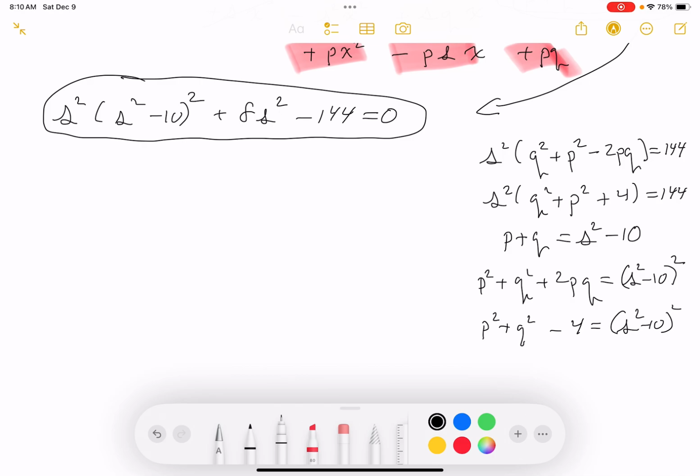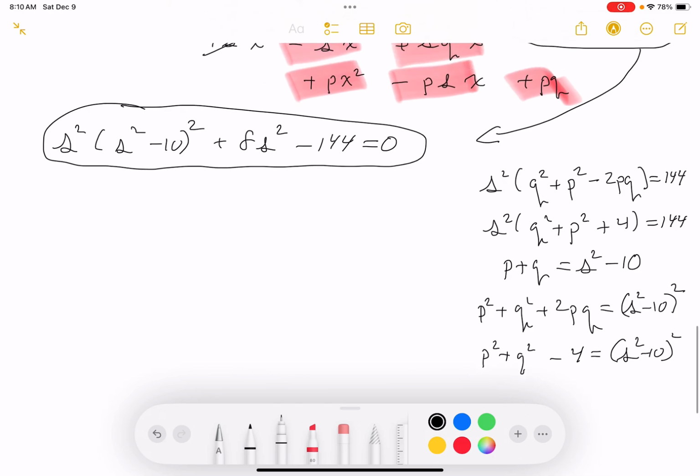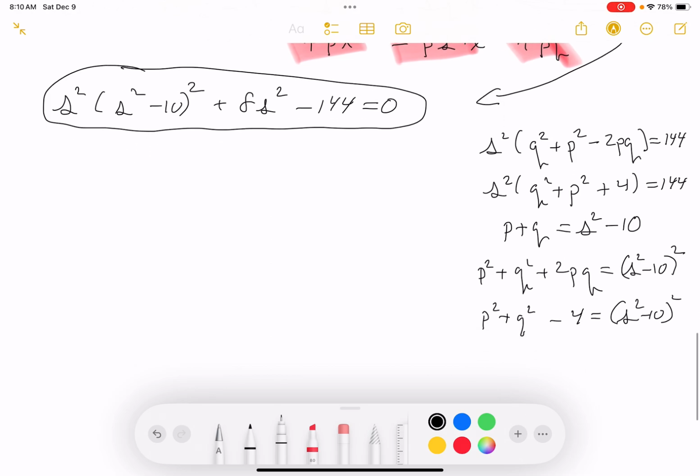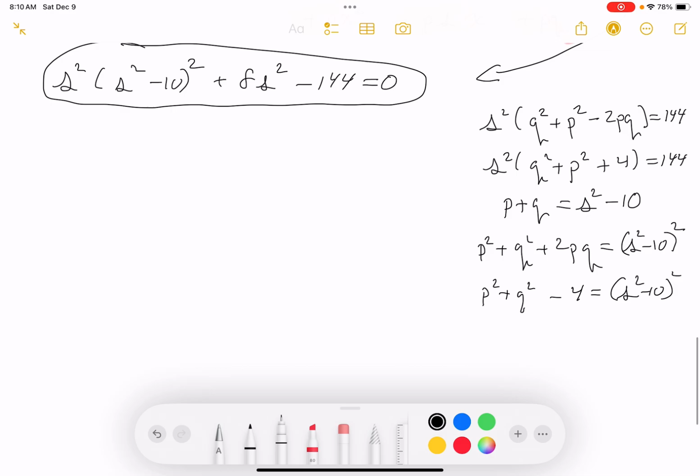and I got to think now. So let's talk about things that I'm looking at. And I'm looking at the p squared plus q squared minus 4 equals the s squared minus 10 squared. And what I'm going to do now, I'm going to add 8 to both sides. All right, and someone says, why are you doing that? I'm seeing the 8 in the problem. I want to see if this helps me.